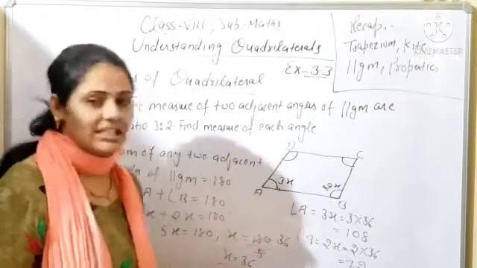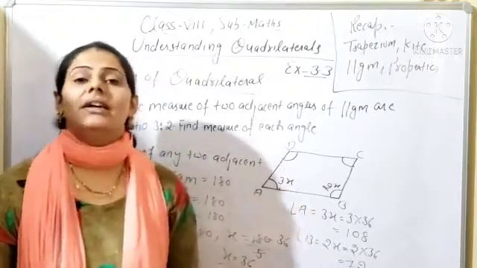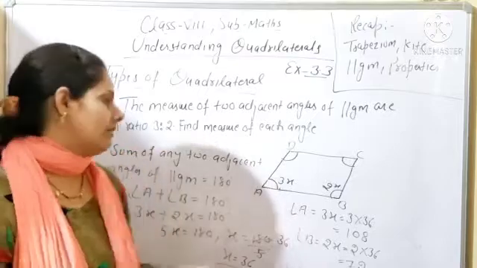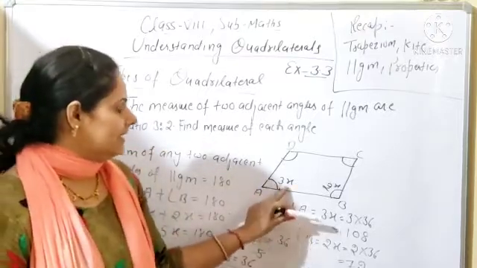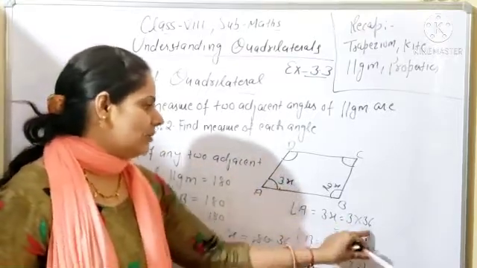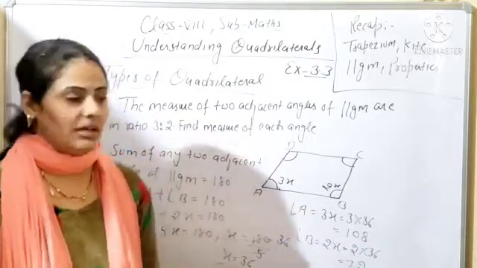This is not the angle. x is equal to 36 is not the angle. It is the value of x. You have to find out the angle. What is angle A? So angle A is 3x. So put the value of x. 3 into x, 3 into 36. So it will be 108.